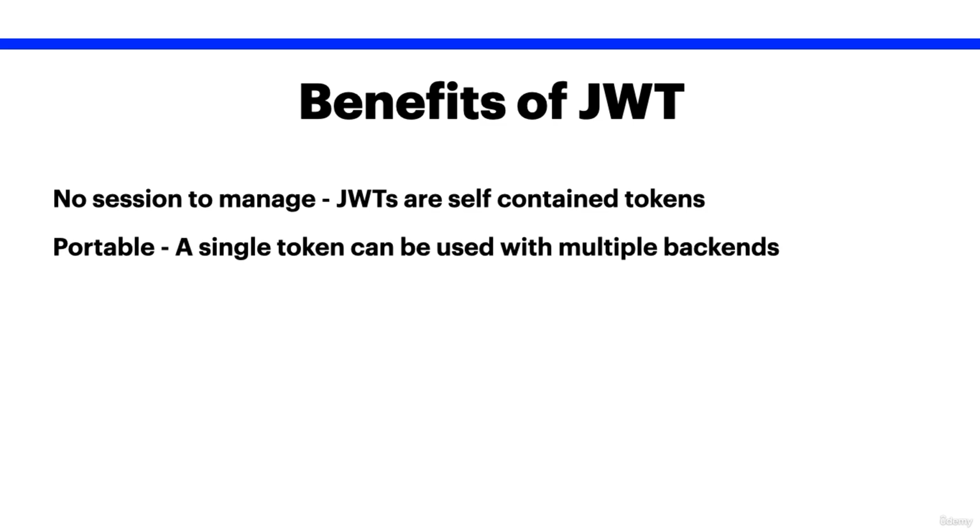They're also very portable. We can use a single token with multiple backends, so long as the backends all share the same signature, the same secret key, then they can all verify that a token is valid. Also, no cookies are required, which means that JWT tokens are mobile friendly. Mobile phones do not deal with cookies, whereas they can deal with a JSON Web Token.